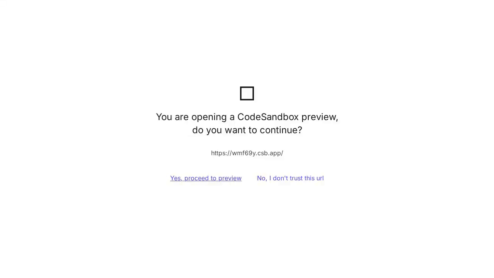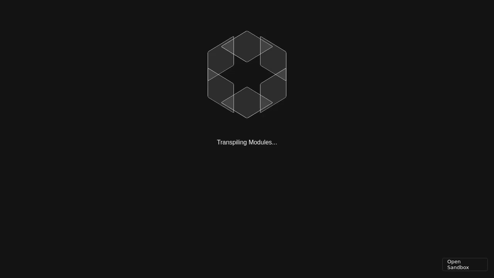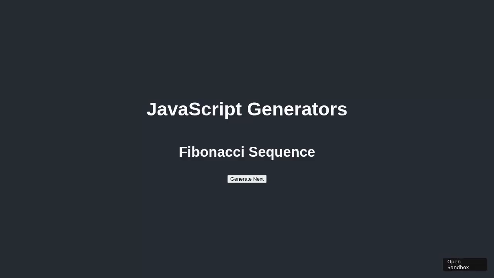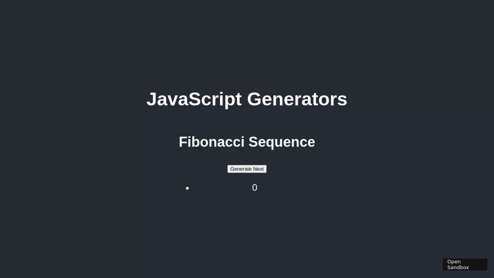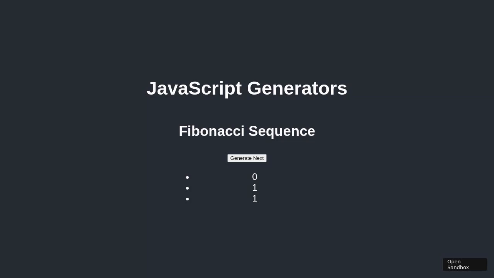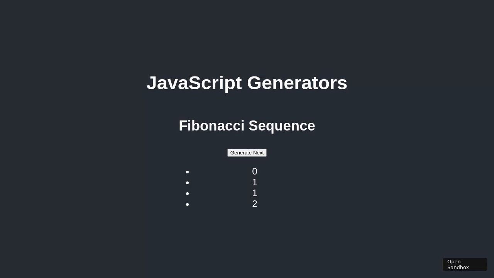In our demonstration, we'll show how this React app dynamically generates the Fibonacci sequence using JavaScript generators. As we navigate to the app, the interface presents a button labeled Generate Next. Each click of this button calls the generator function, which yields the next Fibonacci number in the sequence. The generated number is then displayed in a list, showing the sequence from the beginning.